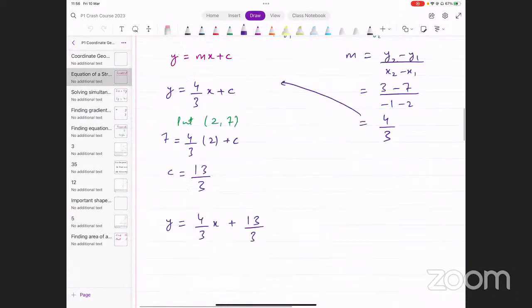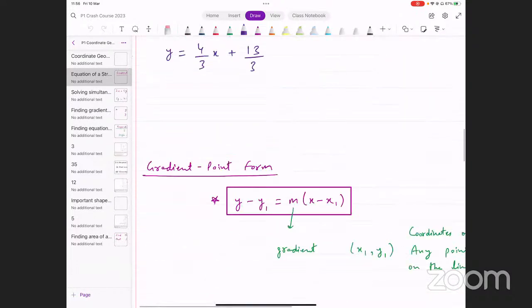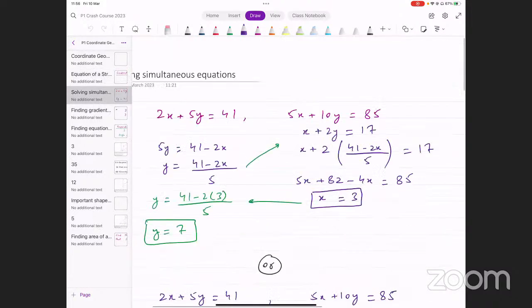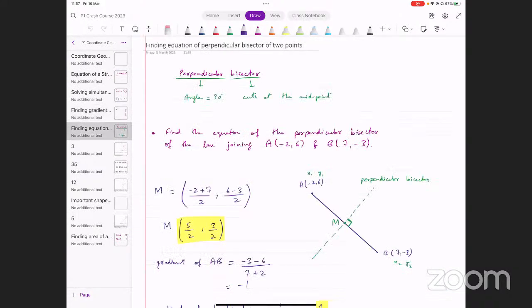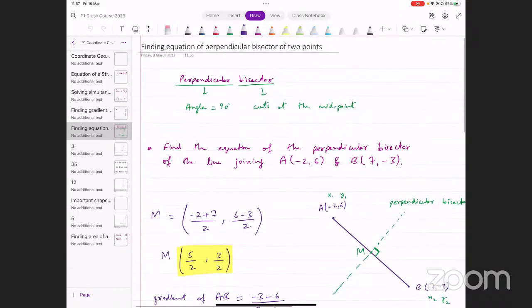So we've talked about how to find equations of straight line. There are two forms for this: y equals mx plus c, and y minus y1 equals m into x minus x1. We learned how to use them. We learned how to solve simultaneous equations. We learned how to find gradient of a line from its equation. We talked about equations of perpendicular bisector. And then we did some practice questions.